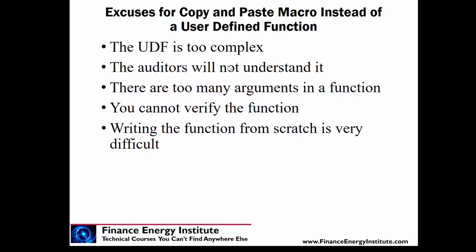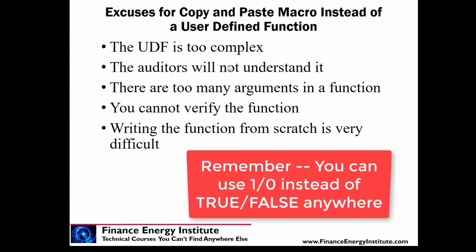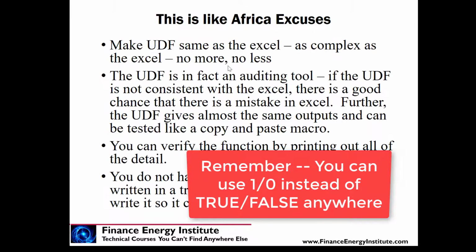it's just like a copy-paste. Now you can say there are too many arguments in this function, but we kind of resolved that with our table of the debt issues. And you can't verify the function. Well, we showed you all of those line items in the functions, and writing it from scratch is difficult. I'm not saying it's not, but you can go through and try to modify it. I'm going to show you just a little.